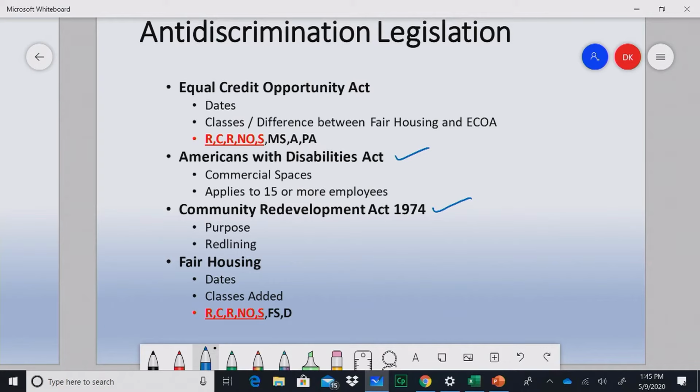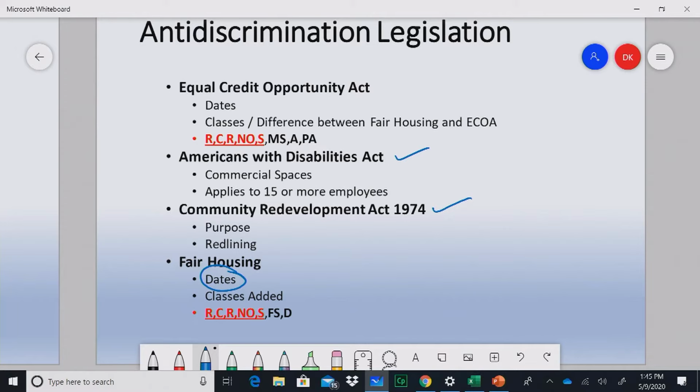The only one where we have to memorize dates are the Fair Housing Act, which I guarantee you're going to see on your exam. So that's a high probability. We'll talk about those later. We'll talk about equal credit. We'll talk about fair housing. Let's just pick off the middle two here, the Americans with Disabilities Act and the Community Redevelopment and Reinvestment Act.